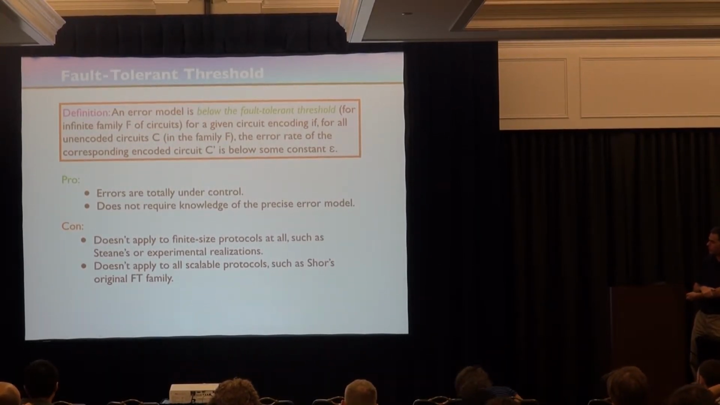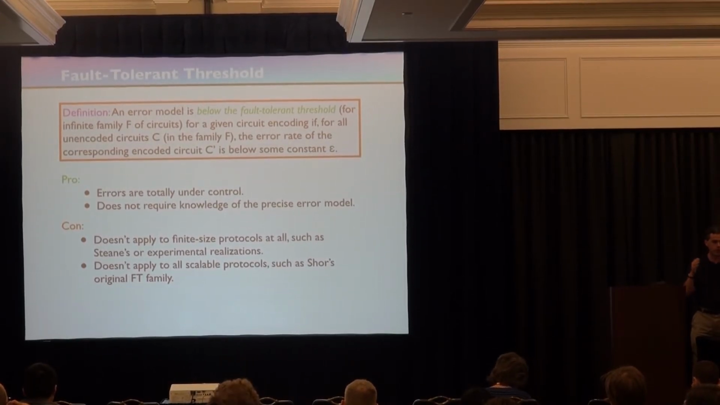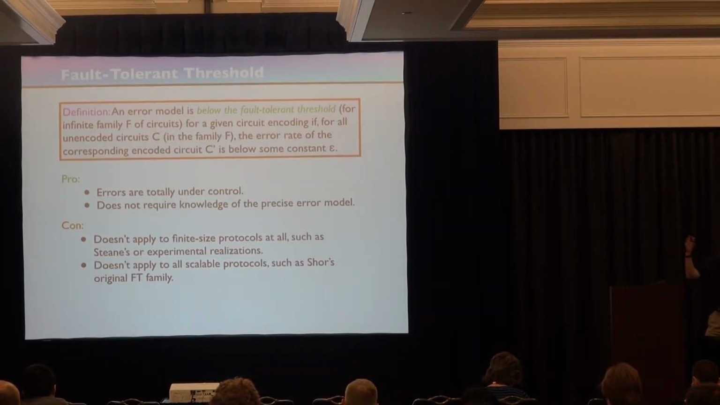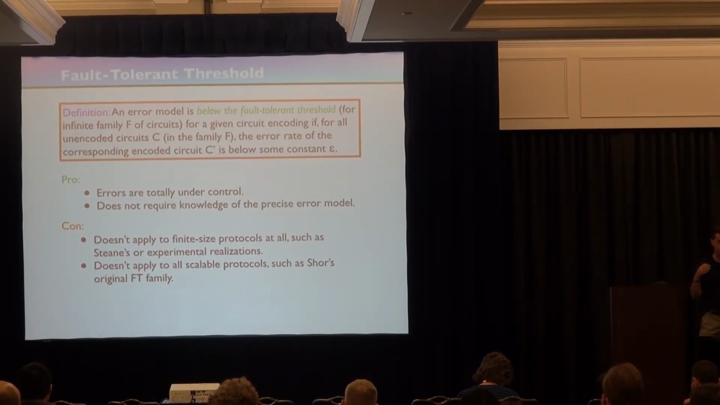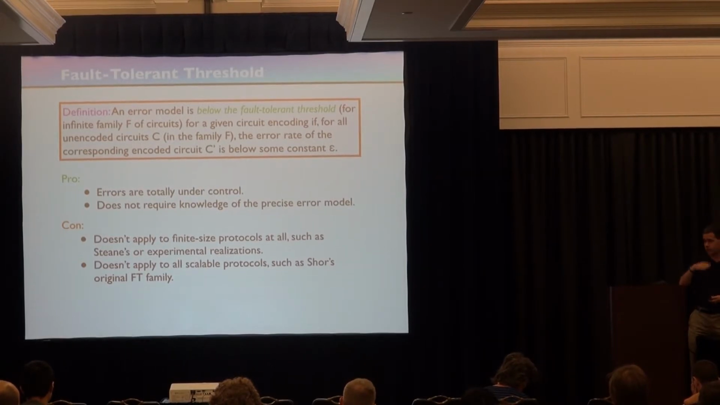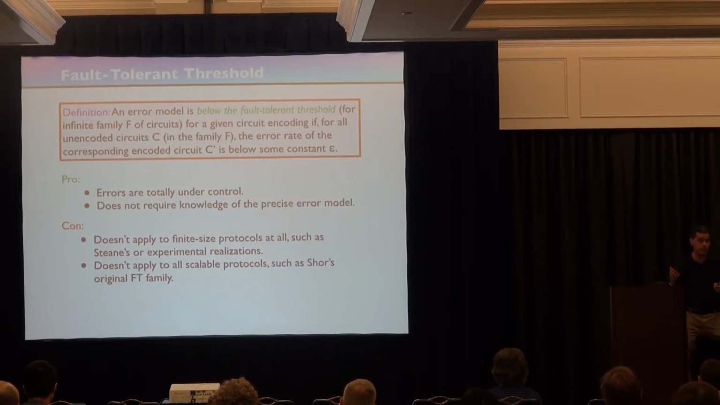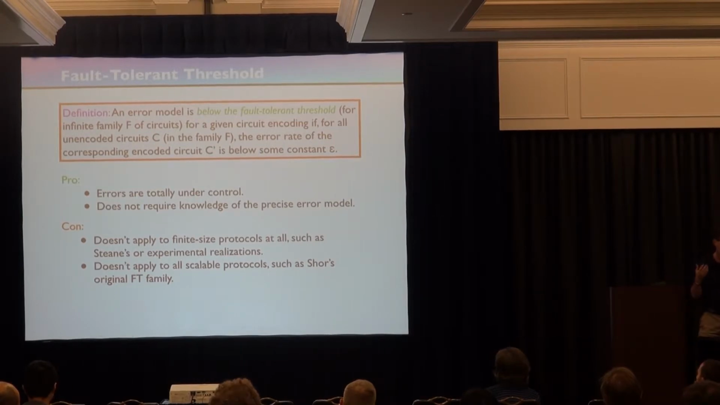But the thing is that even for some infinite, scalable protocols, in the sense that they work in the asymptotic regime, it doesn't work for that either. So for instance, Shor's original fault-tolerant protocol required the physical error rate to be lower for bigger circuits. But it went down a lot slower than the size of the circuit. And so that was a big improvement over the state of the art at the time, which was no fault tolerance.